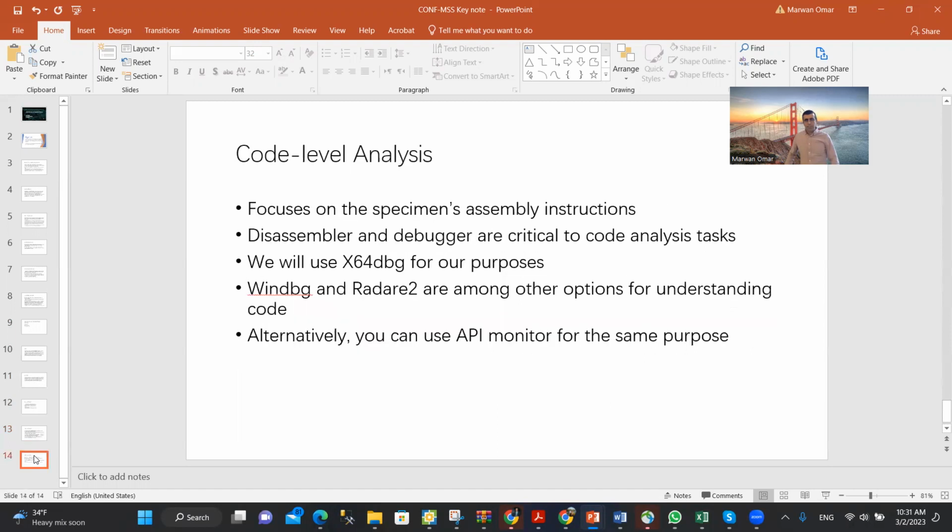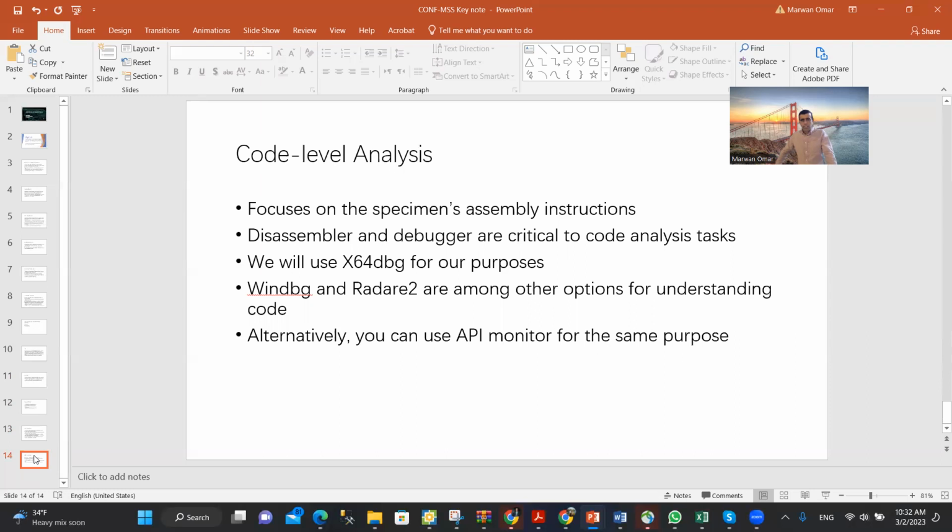Code level analysis, this is the final stage of malware analysis. It focuses on the specimen's assembly instructions, the assembly code. Disassembler and debugger are critical to code analysis tasks. So these are some of the tools.